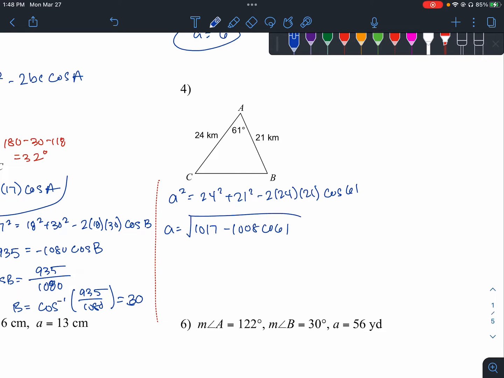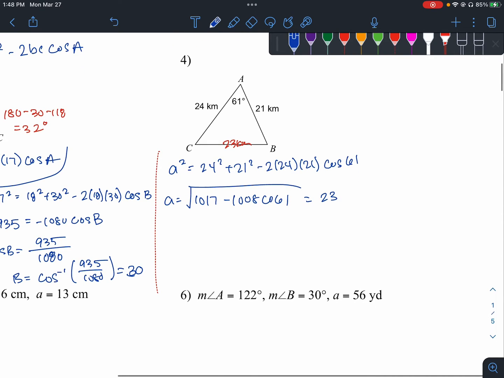You can punch this into your calculator now if that's simpler. So we have the square root, don't forget the square root, of 1017 minus 1008 times cosine of 61, and I get 22.98. We'll round that up to 23. So this side right here is 23, I guess you could say kilometers for the units. Okay, and now we just need to find one of the angles.